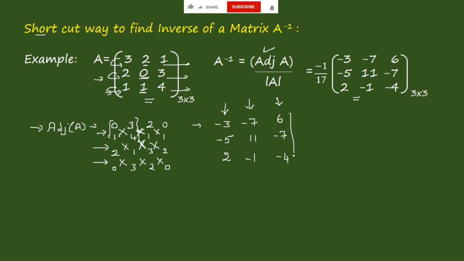So we got the adjoint of a matrix. This is nothing but the adjoint matrix. The same thing has been written here. And we can find the determinant, and it becomes nothing but the inverse of a matrix. This is a shortcut way to find the adjoint of a matrix A or inverse of a matrix A.